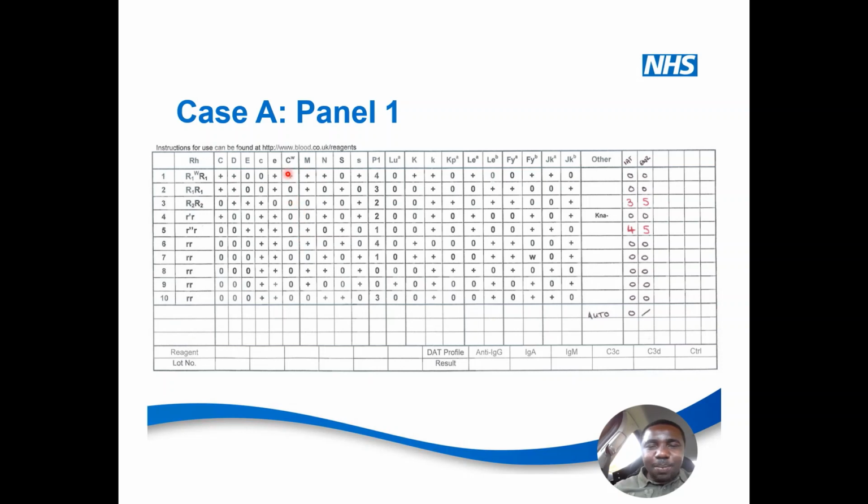CW is positive on cell number 1. And look at that, cell number 1 is negative, so you can cancel CW. M is positive on cell number 1. The result shows negative on cell number 1.